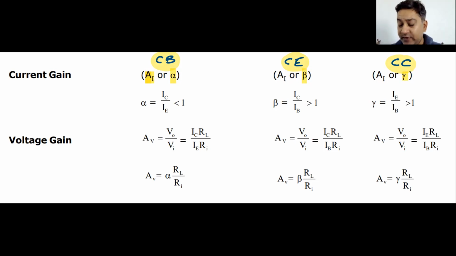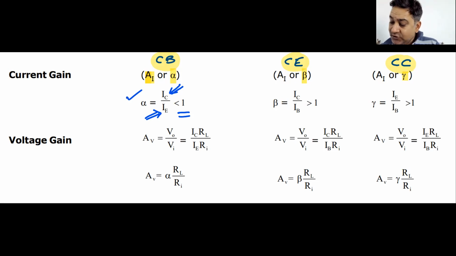Now, it is common base, and therefore the output is IC and the input is IE. Do we understand this? Yes, sir. That is the value of alpha, and it is always less than 1 because the collector current is always less than the emitter current. The current gain is always less than 1 here. Will you remember this?